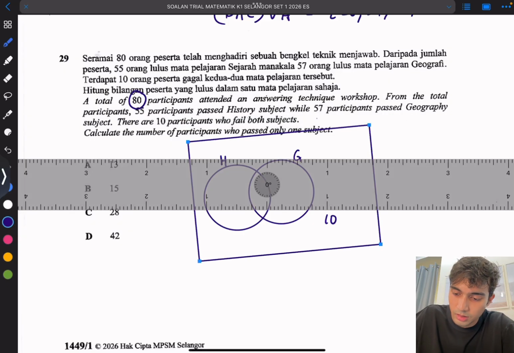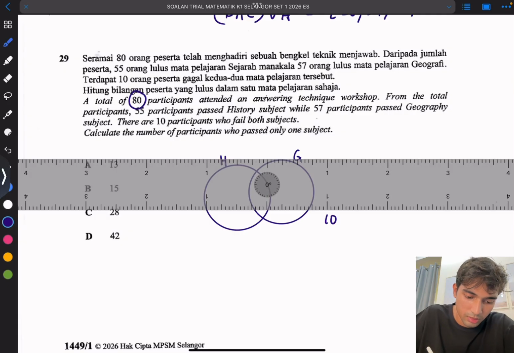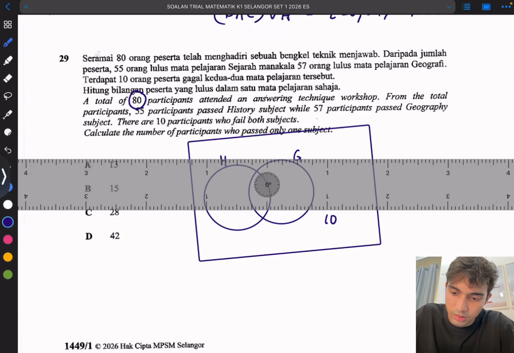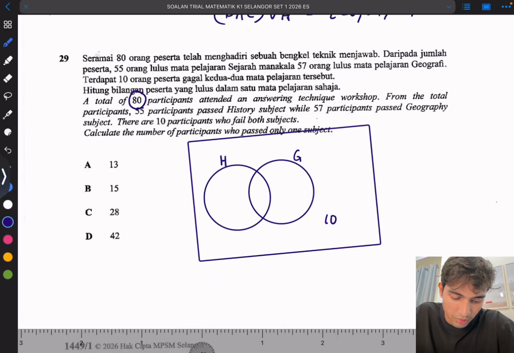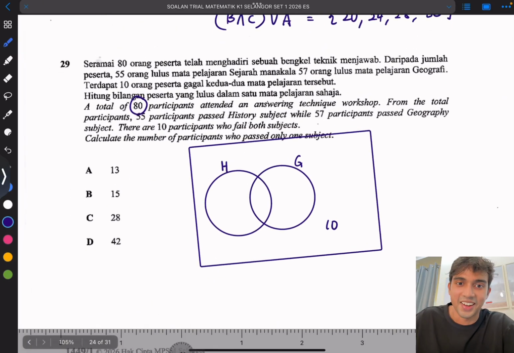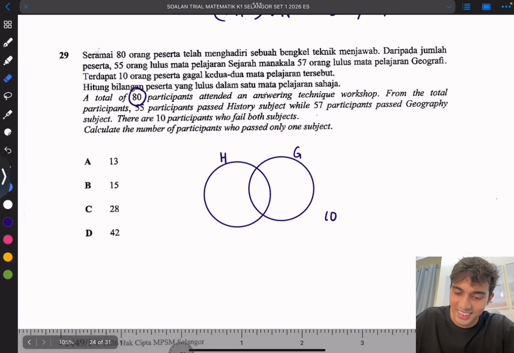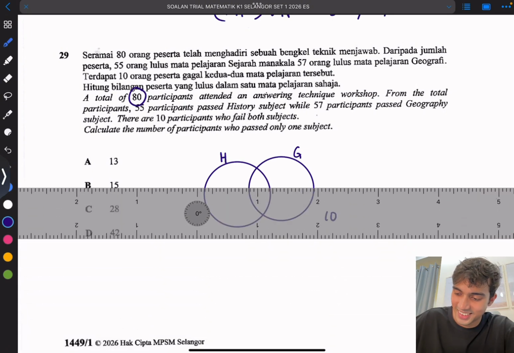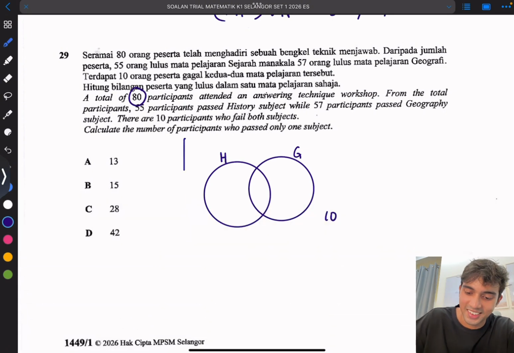Hey, oops, what's going on? How did this ruler come? Oh my god, how do I move this ruler away? This one. Hey, I don't know. Okay, so basically, oh here, okay.